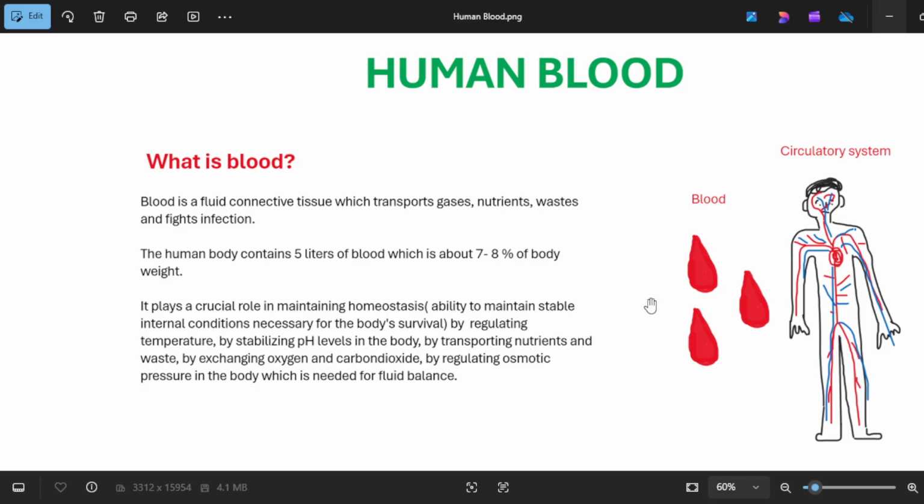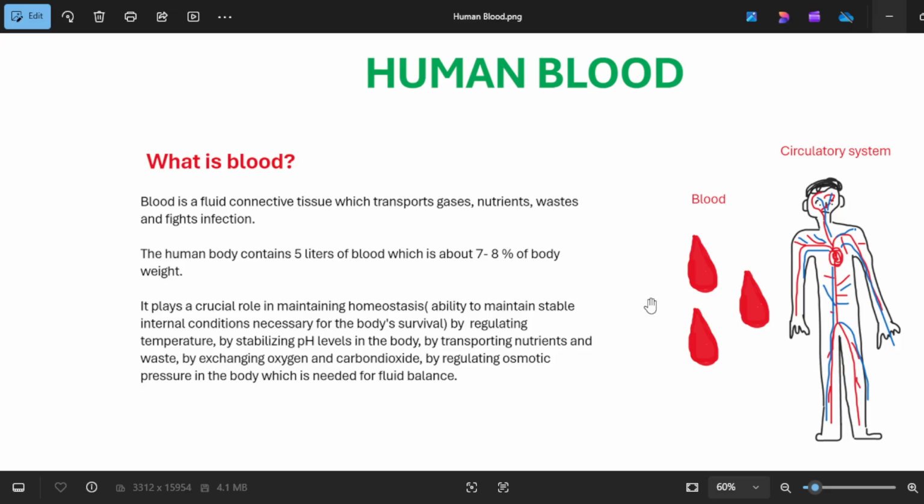What is homeostasis? It means that the internal conditions of the body are maintained stable. That means, for example, body temperature is 98.6 degrees Fahrenheit, which is the ideal temperature for us to survive without any issues. So, what happens if your temperature increases? You will be dehydrated. If it is reduced, you will freeze to death.